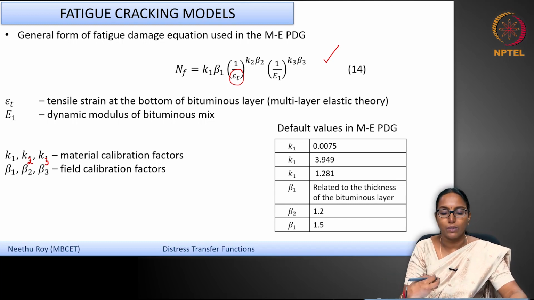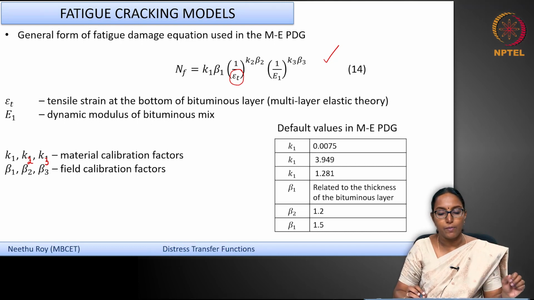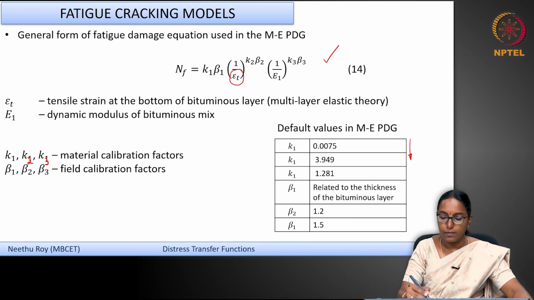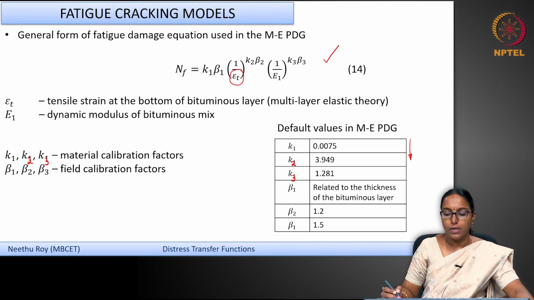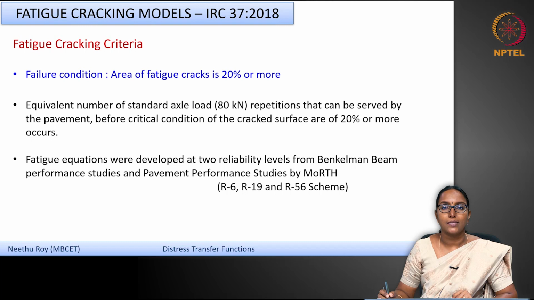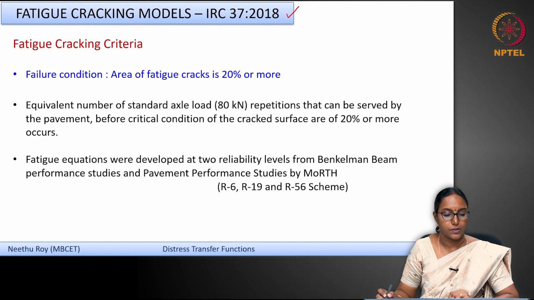If somebody wants to use this information, they can use the data available from studies conducted at that particular location or region to arrive at these fatigue damage equations. These are some of the default values given in MEPDG, that is K1 0.0075, K2 3.9749 and so on. Let us see how fatigue is considered in IRC 37 2018, the Indian Standard Specifications.